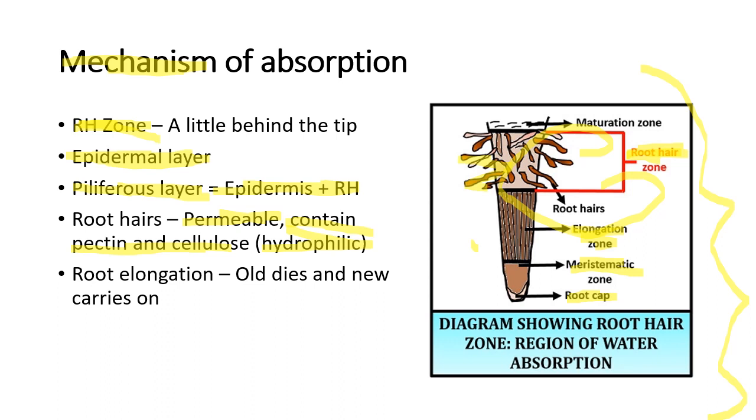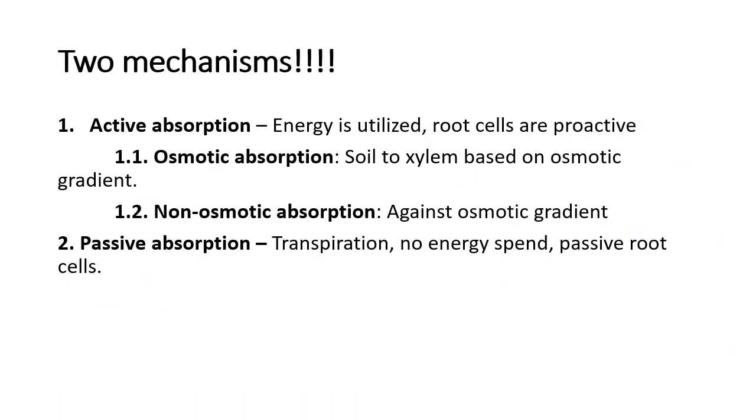So as the root elongates or the crop matures, the root starts growing downwards in search of a water source or in search of nutrients. As the root grows, the old root hairs will die and the new ones will form, and it will keep on absorbing the water. There are two major mechanisms involved in the absorption of water. The first one is active absorption and the second one is passive absorption. The first one is further divided into two, namely osmotic absorption and non-osmotic absorption.